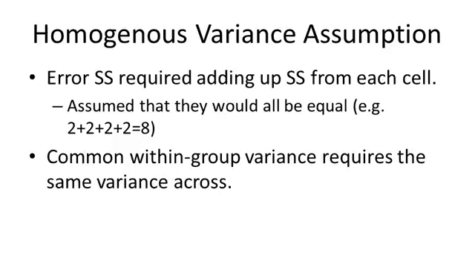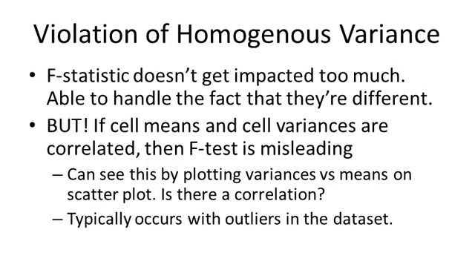Another assumption is that you're going to have a homogeneous variance across the different cells. So the error sum of squares requires that you're adding up all the sum of squares from each cell. In that case, as we had before, it was the same value across, 2, 2, 2, 2. So what happens when you actually have maybe 2, 4, 10, and 2? In this case, it's actually harder to make an argument for what the within group variance is when the variance is changing. Luckily, though, the F statistic doesn't actually get impacted too much, and it's able to handle the fact that it changes so much.